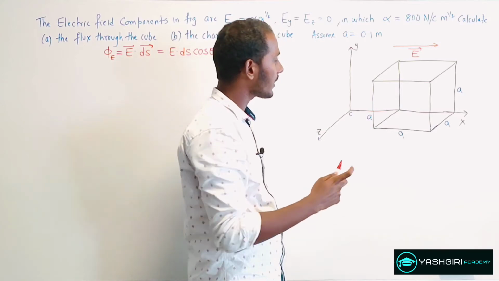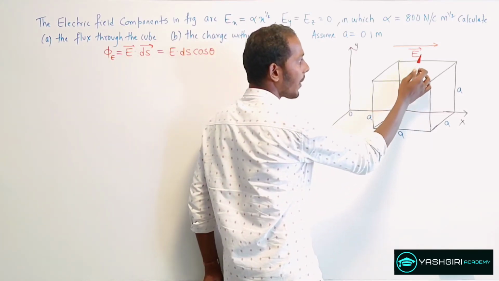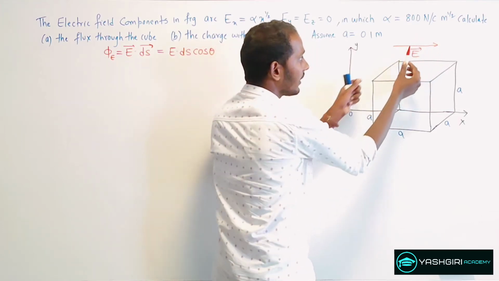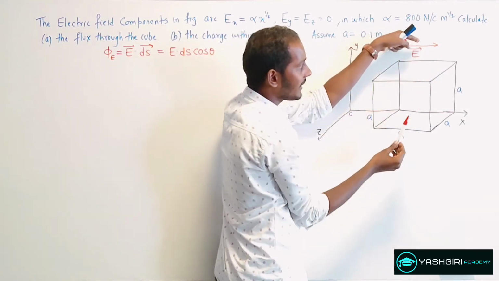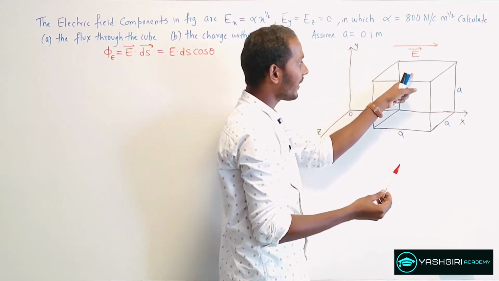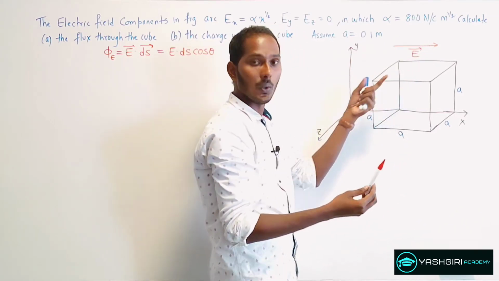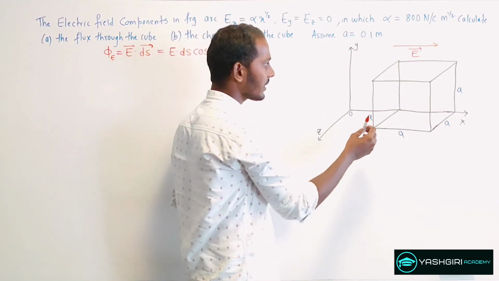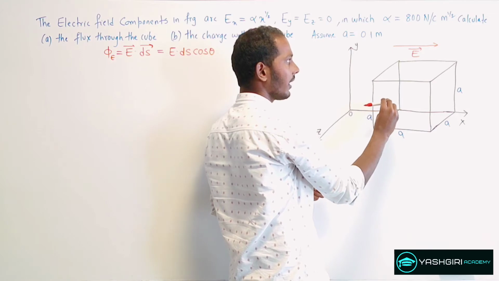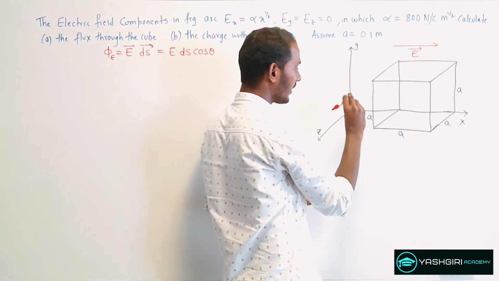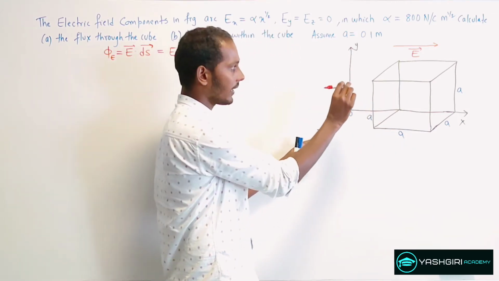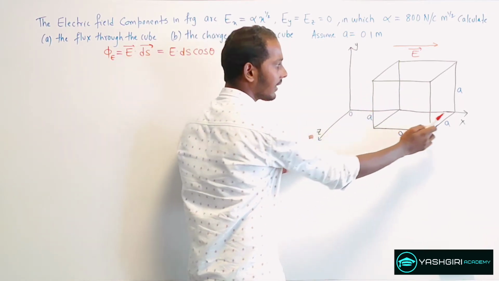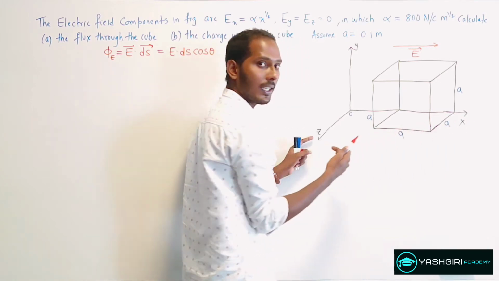So here in this case, if you just consider this top surface, whose unit vector is pointing upward and is exactly perpendicular to the electric field lines, that means the flux through this top surface is going to be 0, correct? So that's one thing. In the same way, if I take this front face, it is along the z-axis, right? The unit vector of this front face is along the z-axis, which is again perpendicular to the x-axis. So again it is 0.